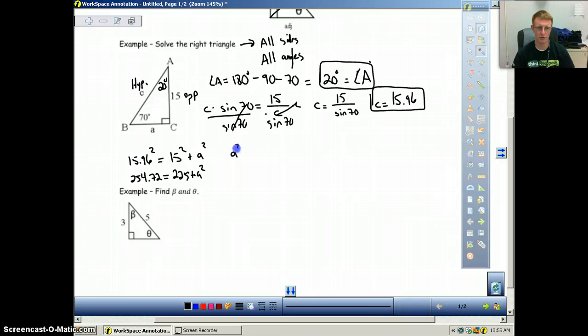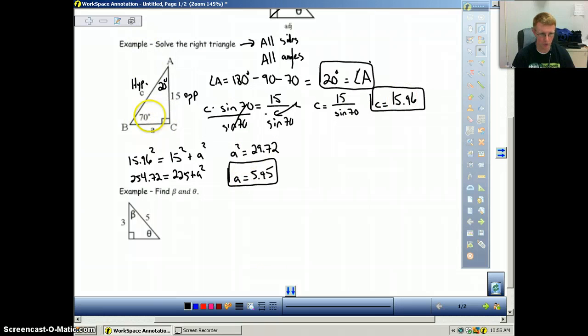So then we have A squared equals 29.72. Then we want to take the square root of both sides there, and we get A equals 5.45. So now we have all of the missing pieces that we needed. We have angle A, we have side C, and we have side A. That's how you solve a right triangle.